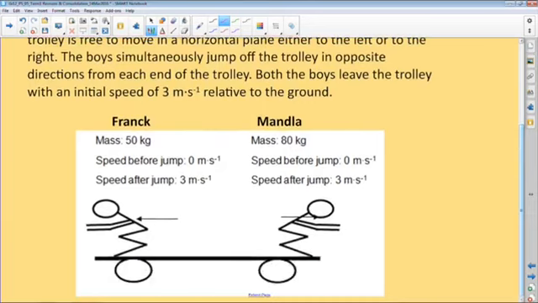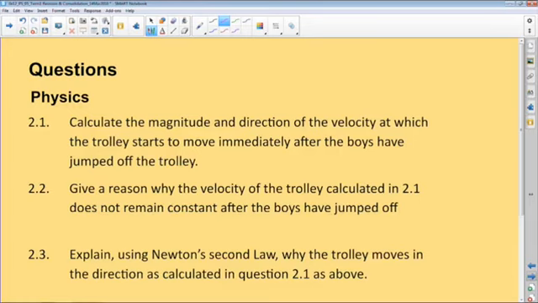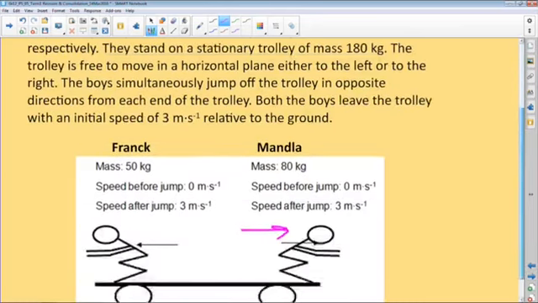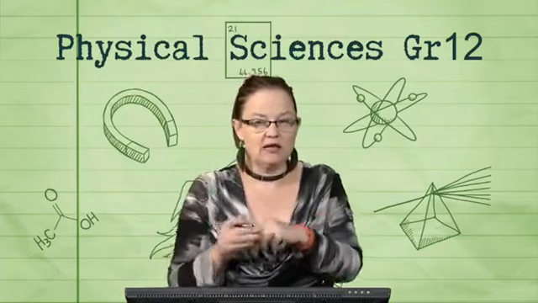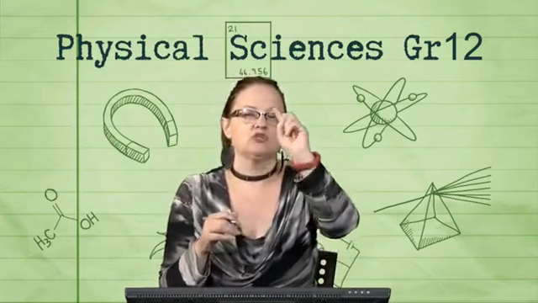So there's the diagram, and the nice thing about this diagram is that they actually give you all the information. So before I show you the questions, when I give you a time, the first little while you need to actually draw the diagram, and it's a little hard to see the arrow, but Mandla is going in that direction, Frank is going to the left. If we look at the first question, I want you to calculate the magnitude and direction of the velocity of the trolley, that it starts to move immediately after the boys have jumped off. So there's a reason why I need you to put the diagram. I'm going to give you 3 minutes, and you need to use the first 30 seconds or so to copy down the diagram, and then we can go to the questions. So I'm giving you 3 minutes, and we're going to start now.